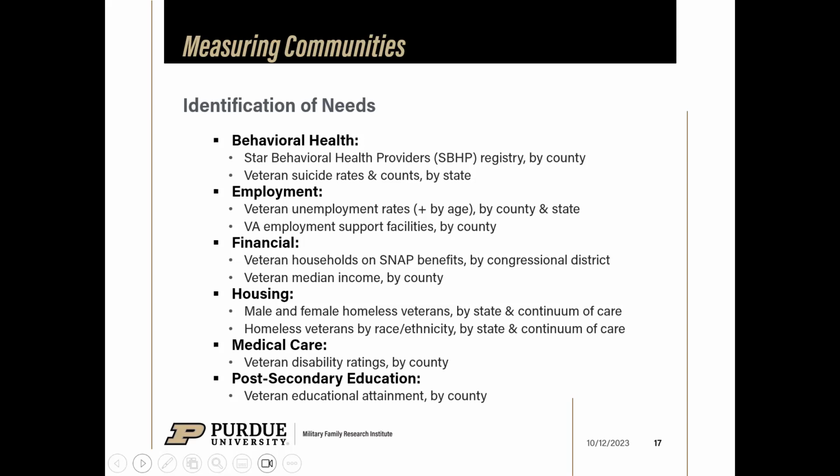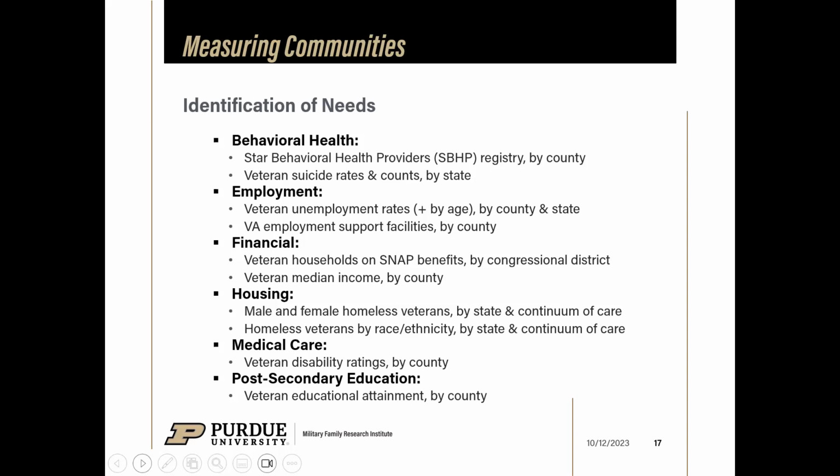You can look at veteran suicide rates. You can also look at veteran suicide counts by state. You can look at your veteran unemployment rates, especially by age, by county and state level. You can look at VA employment support facilities by county level as well. You can look at your financial domain and identify the veteran households on SNAP benefits. We've got these separated out by women veteran-led households and veteran men-led households by congressional district. You can also look at your veteran median income by county.